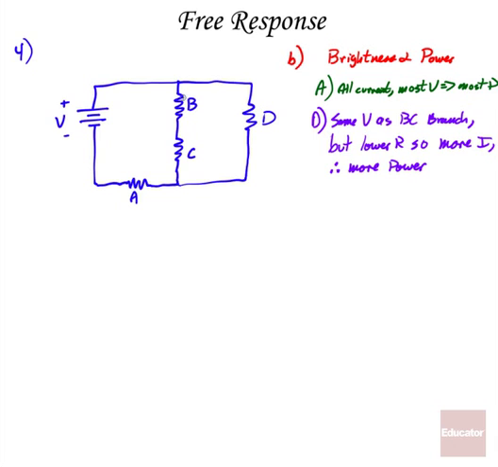And finally, B and C have the same current and the same voltage drop across them, so they would come last. B and C, same current, same voltage drop, same power, so equal brightness.